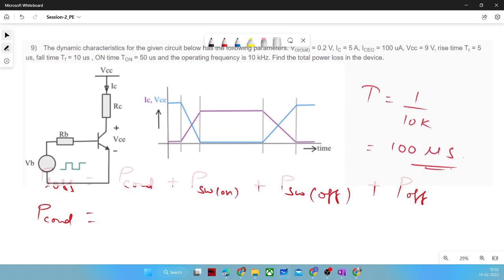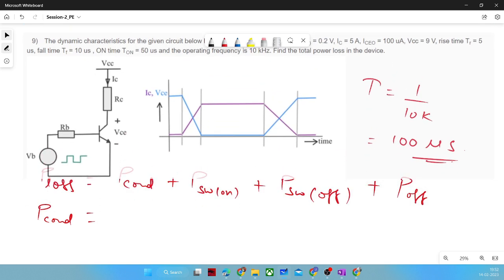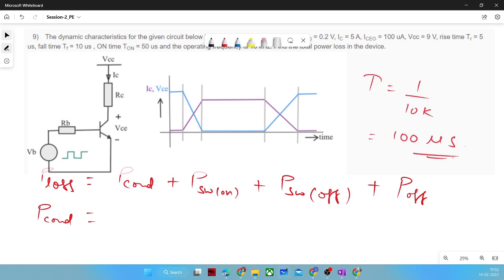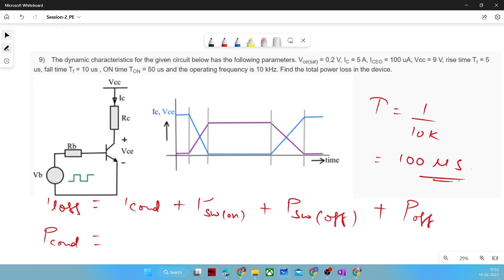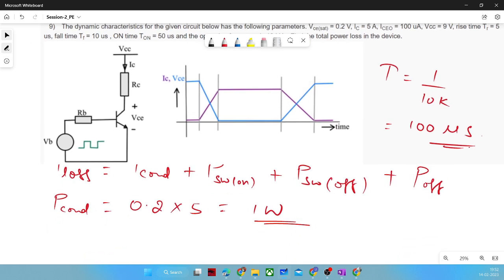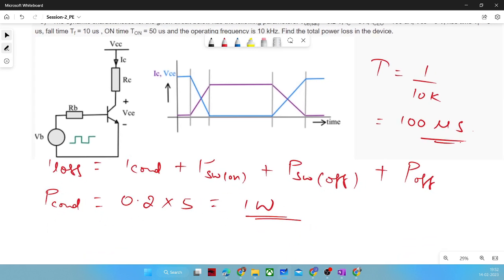So P conduction is straightforward. That is VCE sat into IC. So 0.2 volt is given in the problem, 0.2 volt into 5 ampere. So that would be 1 watt. So see, this 1 watt is your conduction loss and it will be the dominant loss. Okay?